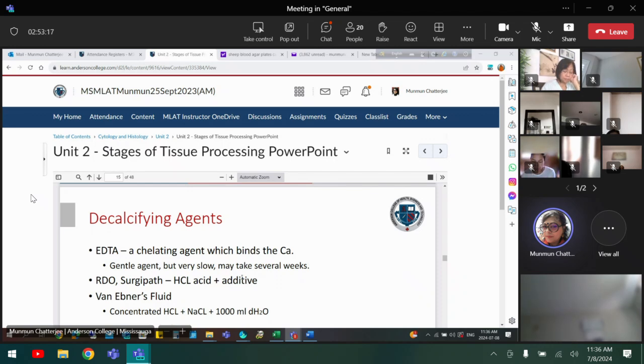So these are not used too much. Mainly EDTA takes a long time. For very fine tissue that can be damaged easily, EDTA is used, but mainly the acids are being used. Mainly formic acid, rarely for the bone tissue, hydrochloric or nitric acid, or formalin with formic acid.